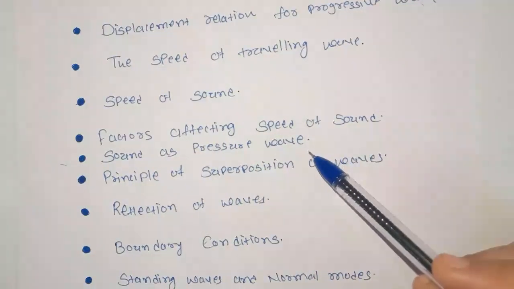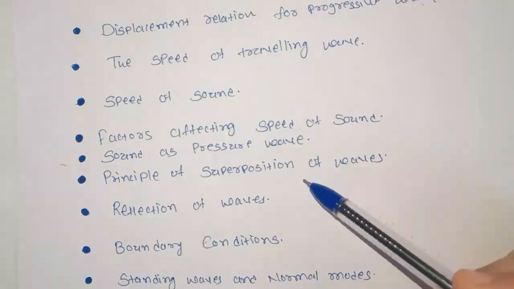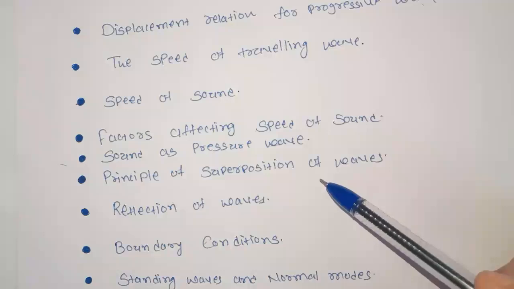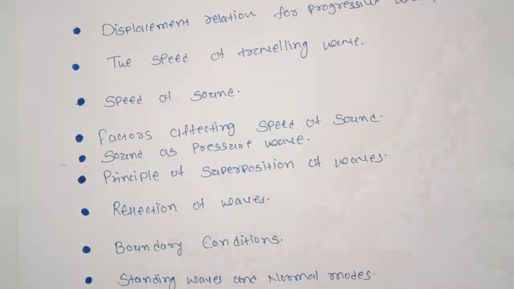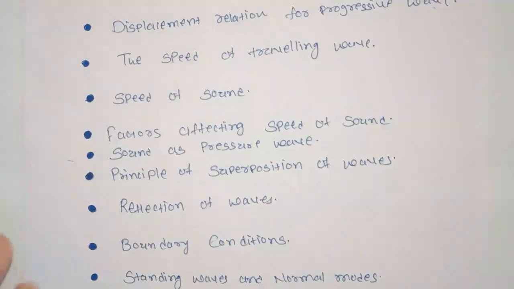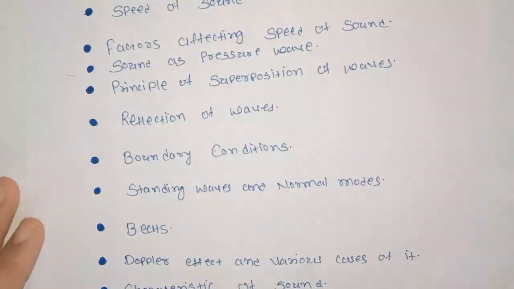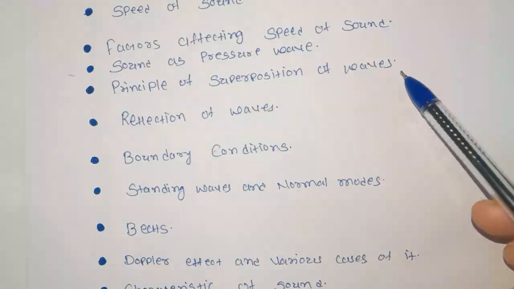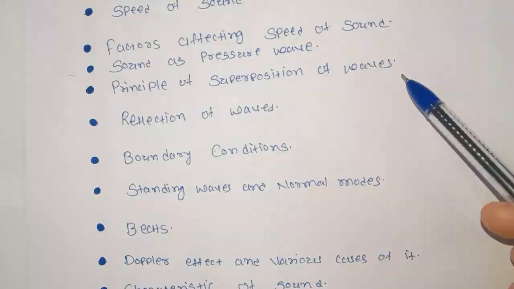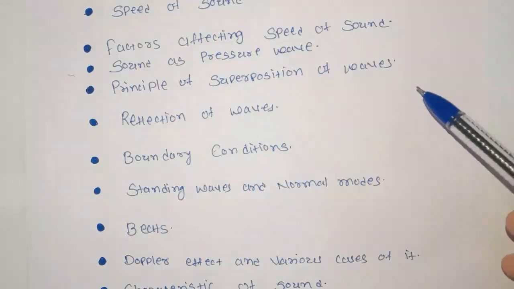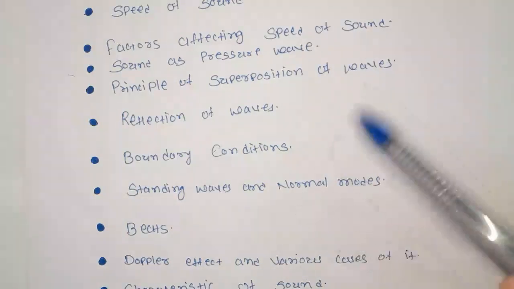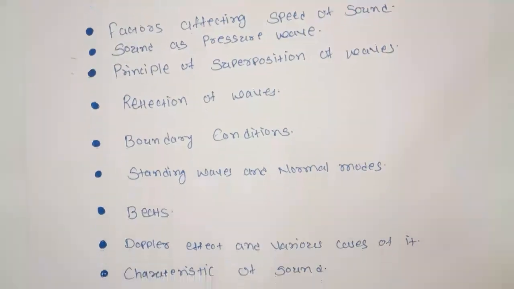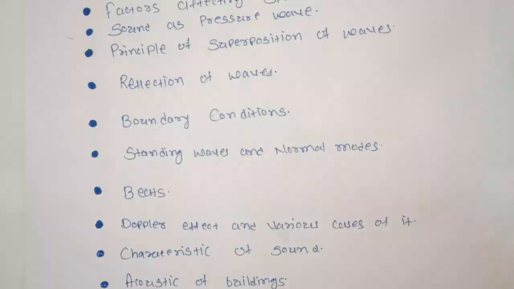Then we will represent sound as a pressure wave. Then we'll see the principle of superposition of waves. That means what are the effects when two or more waves are combined at a point. Then we'll see the reflection of waves and the boundary conditions for that. Due to superposition of waves, there will be different effects that are beats, standing waves, and the interference. We'll see standing waves and normal modes, the beats that occur due to the difference in frequency.